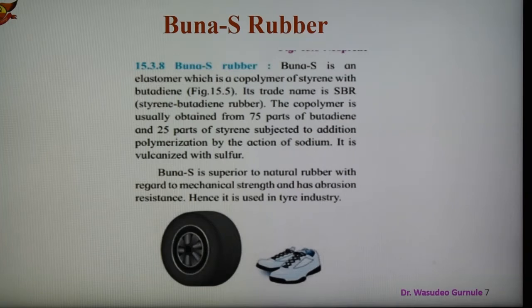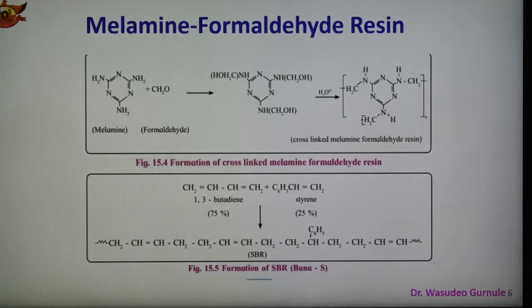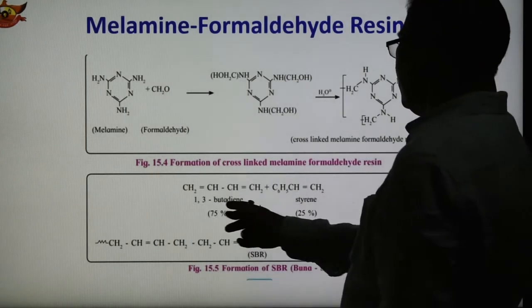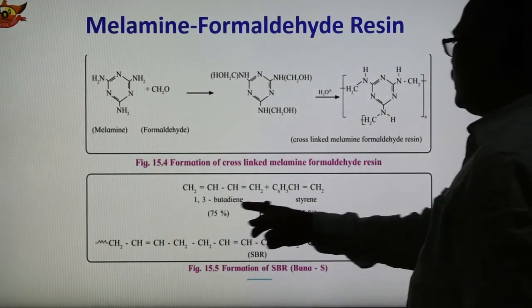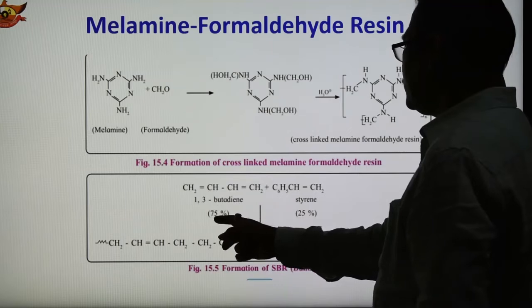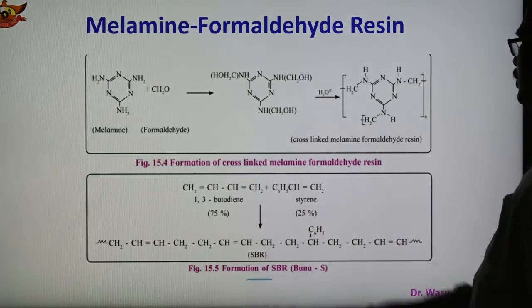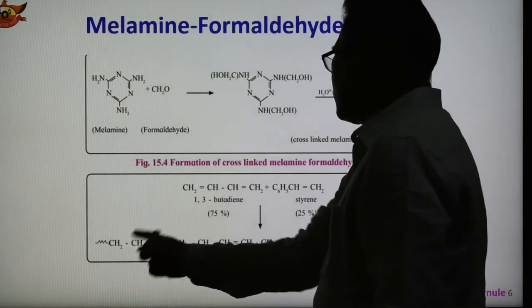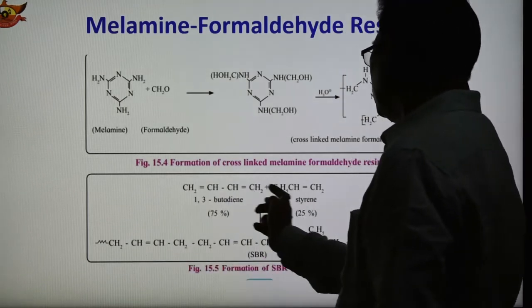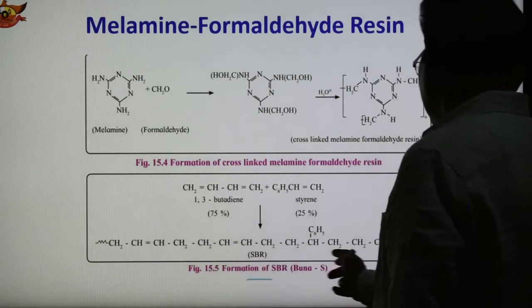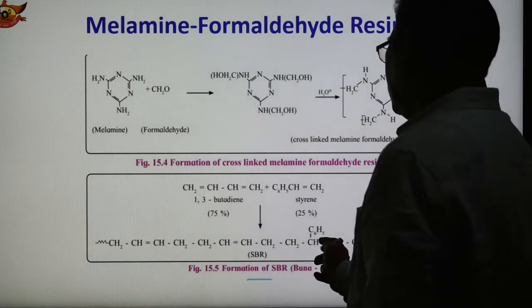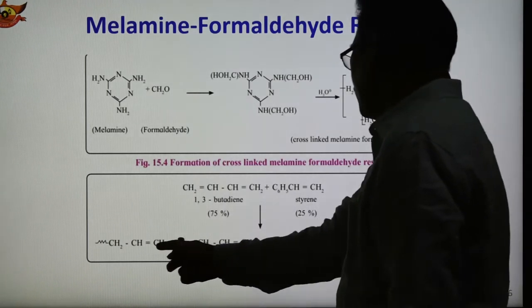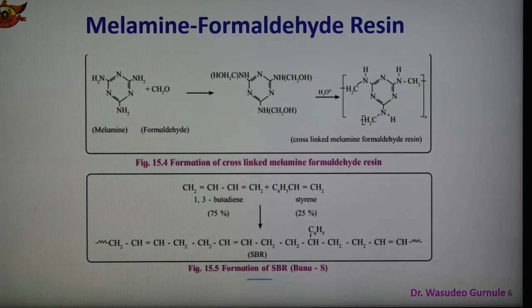And a reaction of Buna-S is shown here. Here are 1,3-butadiene and styrene, these two monomers. This is in 75 parts, this is in 25 parts, and these two undergo polymerization. See now here CH2, and in this way a long chain is formed, and here C6H5, benzene, phenylene. So in this way SBR rubber is obtained.